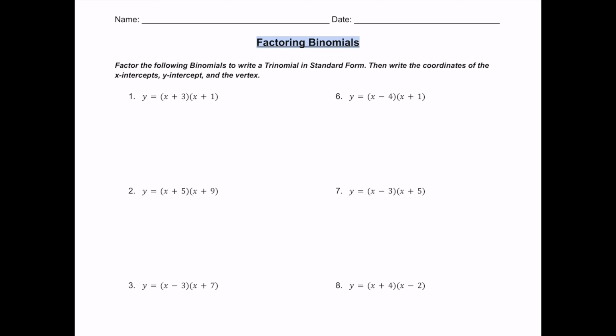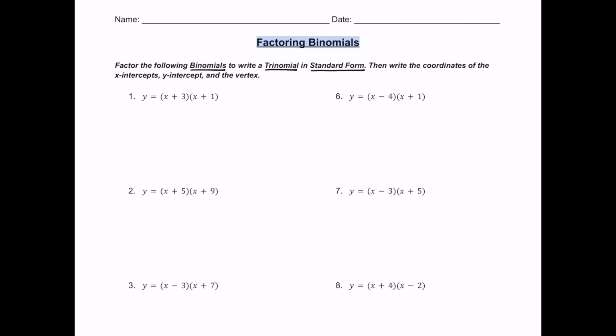Alrighty, so in this video, we're going to be talking about some quadratics, or these parabolas, and we're going to be taking these factored form binomials and turning them into trinomials by using some algebra. This form is going to be called standard form. Once we do that, we're going to write the coordinates of a few different things here.